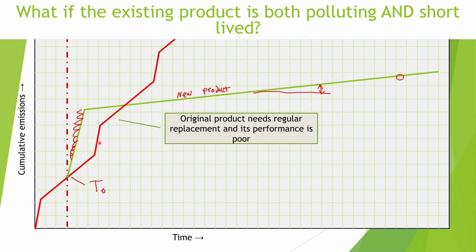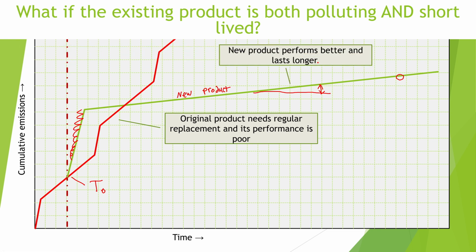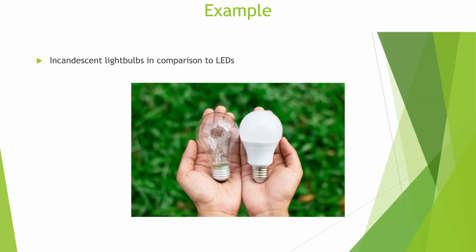If you find yourself in this situation, then there's really no excuse for not replacing that red product as soon as possible. Now, this situation does happen surprisingly often, but one of the most common examples, I'm sure you've guessed it, is as follows. And if you guessed incandescent light bulbs in comparison to LEDs, then you are correct, because of course incandescent light bulbs are terrible.